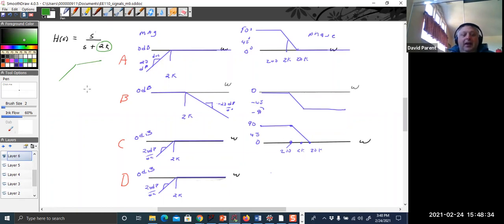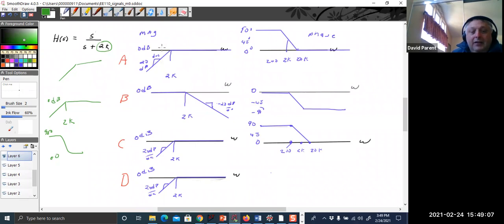Because I know that shape, I know that's going to be 0 dB, and that's going to be at 2K. And the phase is going to go from 90 down to 0. Again, how to do a high pass filter is done in the notes.